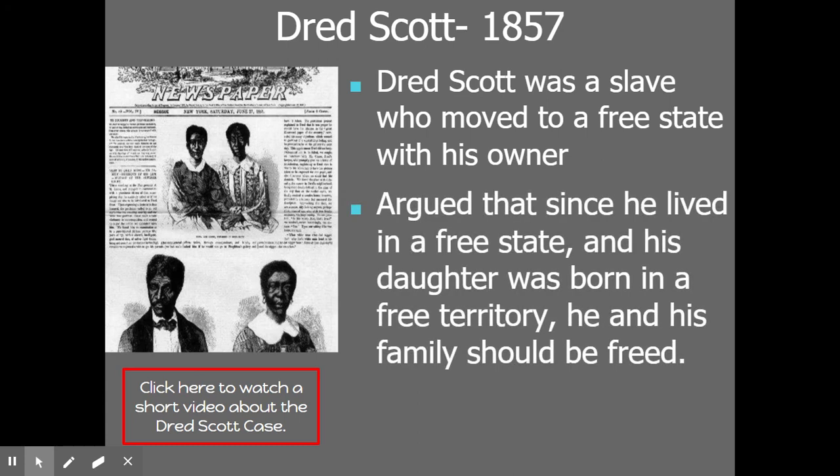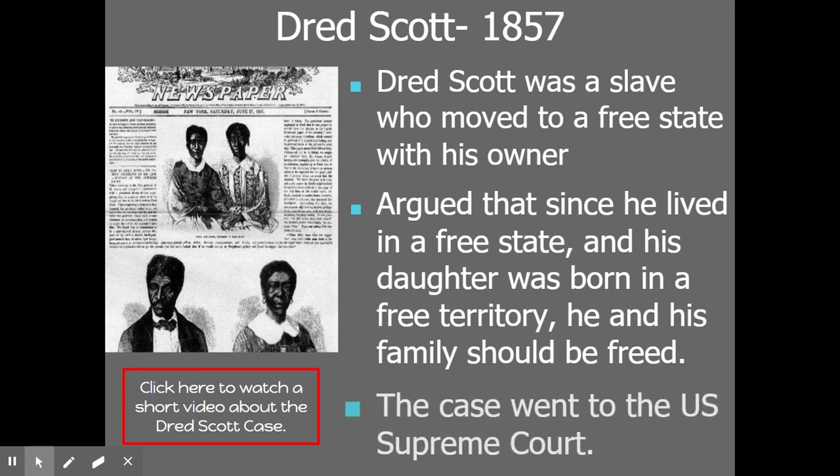Later, he and his wife took this to court and argued that because they lived in a free state, where slavery was illegal, they should now be free. So this ends up going before the US Supreme Court.